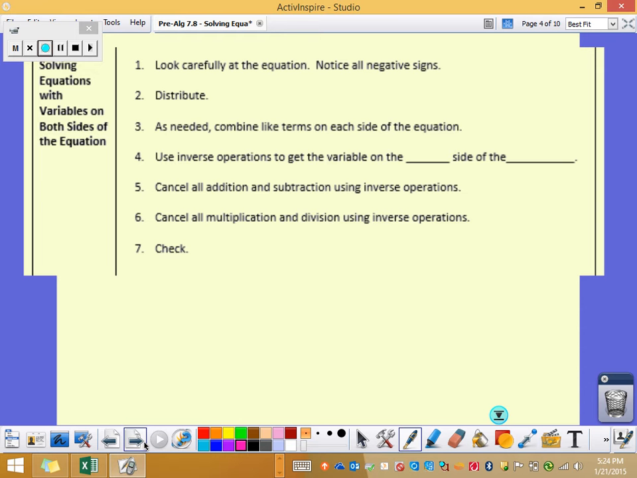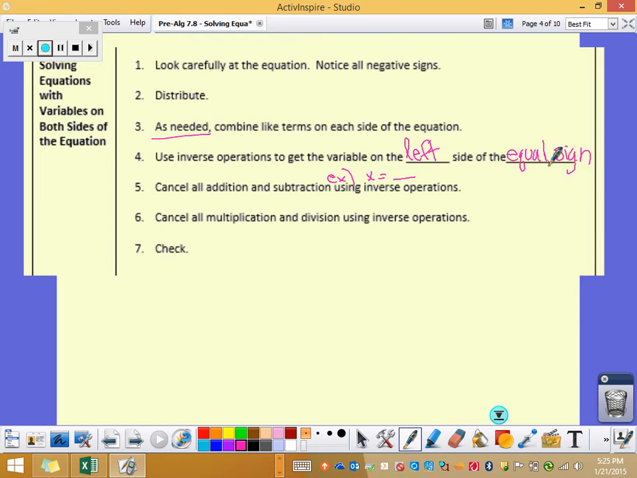On the next page, 32 in your notes, you can see the solving equations with variables on both sides of the equation steps. They are basically the same. We just have one blank to fill, or 2 blanks to fill in here. Number 1, noticing negative signs. Number 2, we're distributing. Number 3, combine like terms on each side of the equation as needed. Number 4, use inverse operations to get the variable on the blank side of the blank. Where do we want the variable? Yes, we want it on the left side, so we get something like x equals blank, for example. Left side of the equal sign.